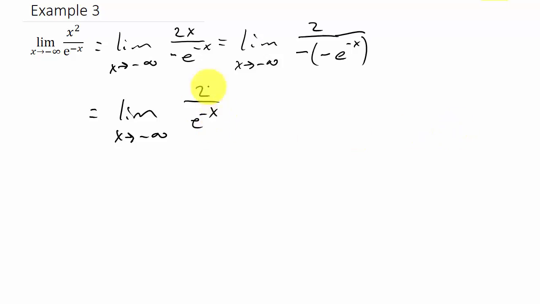Alright, so now we have 2 over e to the negative x as x goes to negative infinity. Well, the negative and the negative make a positive, so this denominator here is getting really big, and the numerator is staying at 2. So we have 2 over a really, really big number, so that means the whole fraction is going to 0.